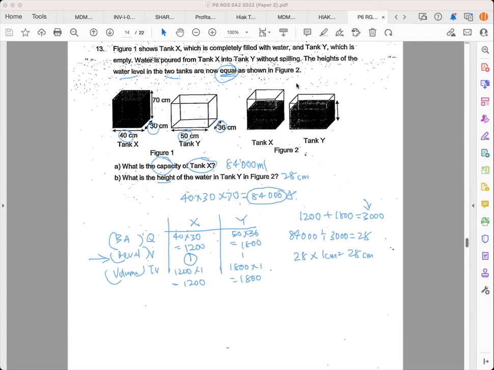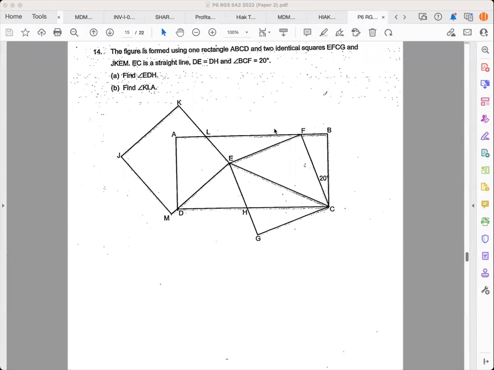So let's look at question number 14. The figure is formed using one rectangle ABCD and two identical squares, EFCG and JKEM. EC is a straight line, DE is equal to DH. So you notice this forms an isosceles triangle DEH.